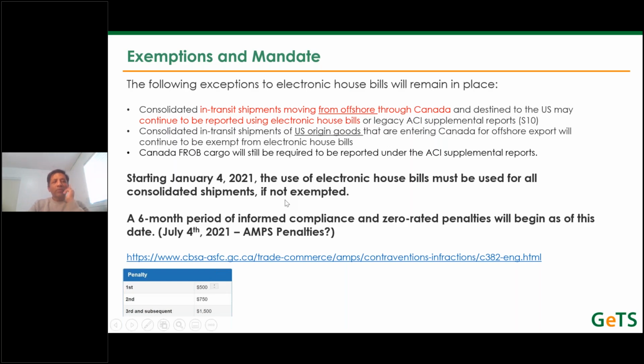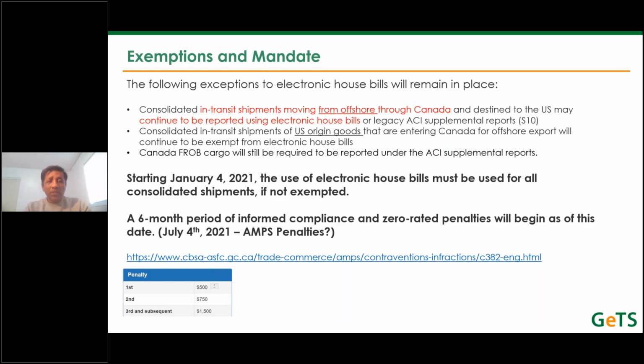Starting from January 4th, the e-house bill has become what is called informal compliance, meaning that if you don't submit all these electronic house bills, customs can give you a notice with a $0 penalty because it is still in that 6 months phase. But from July 4th onwards, if you don't submit those electronic house bills for your shipments, there will be penalties from customs. And more importantly, I think those shipments will be held at the border. They won't release until you do the electronic house bills.